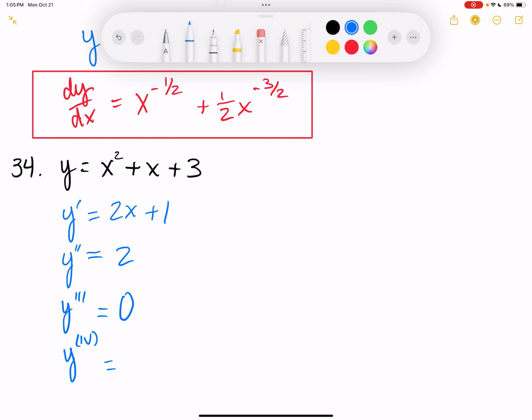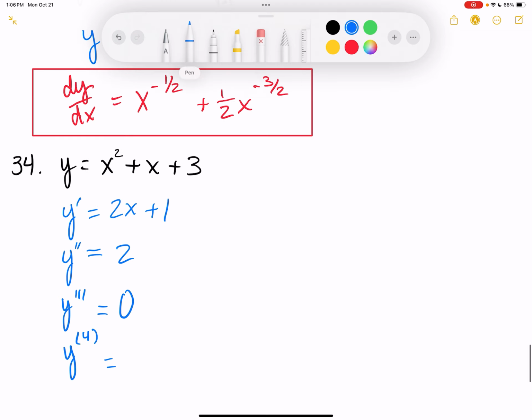Oh, I didn't realize the primes were supposed to be Roman numerals. No, they were just apostrophes. When we get to 4, we usually either write them as Roman numerals or a little number 4. Some people write it like this. I would have just done four lines. Me too. After 3, they start doing it this way. What's the derivative of 0? I feel like that's still 0.